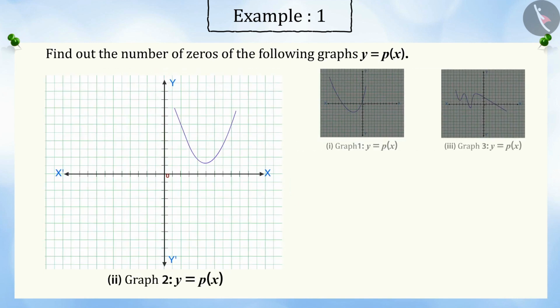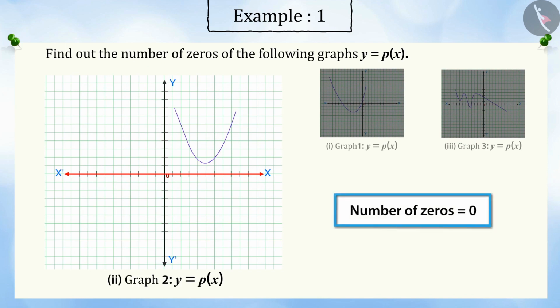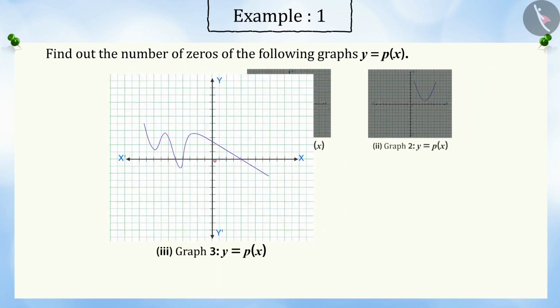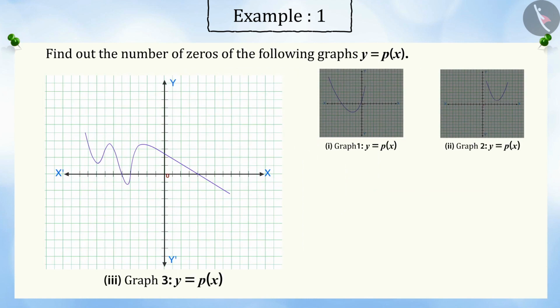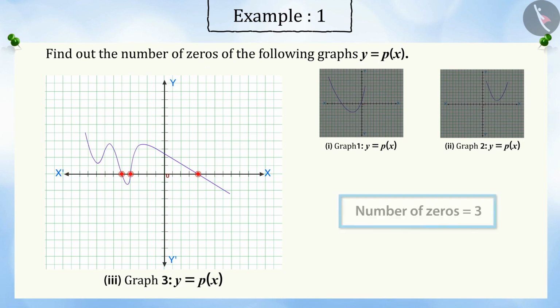In the next graph, you can see that the graph doesn't intersect the x-axis anywhere. Hence, the number of zeros in this case will be 0. In this third graph, you can see that it cuts the x-axis 3 times. Hence, the number of zeros will be 3 in this case.